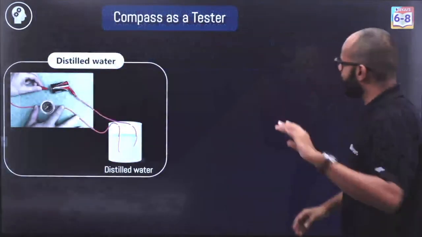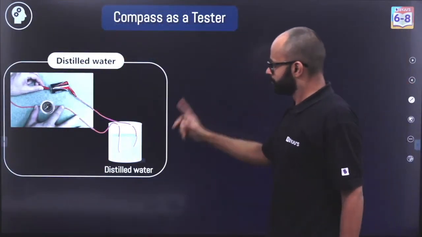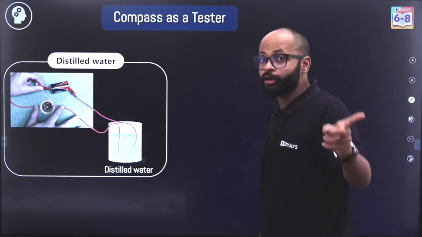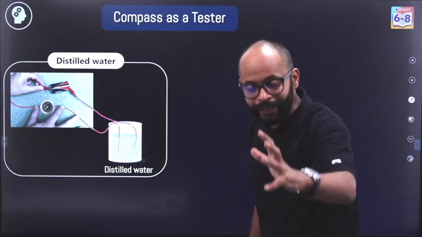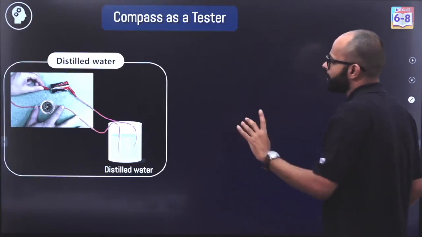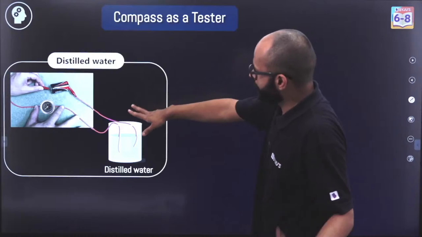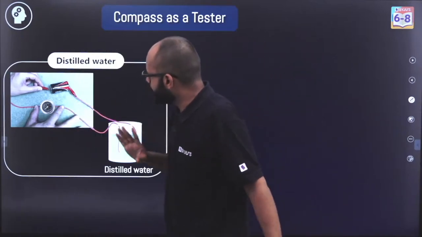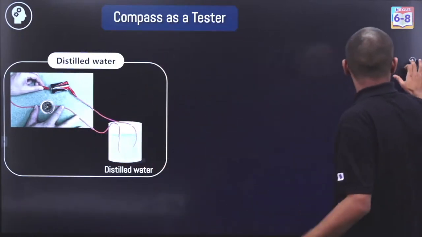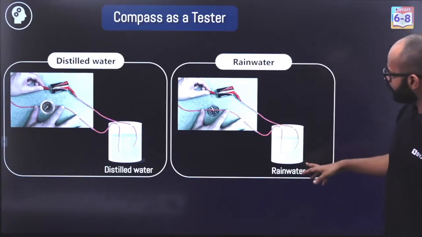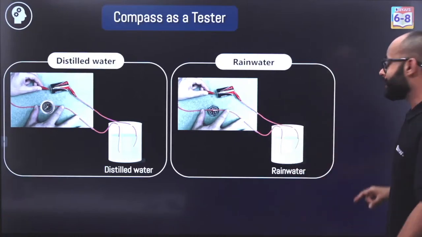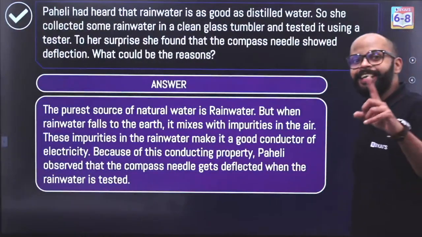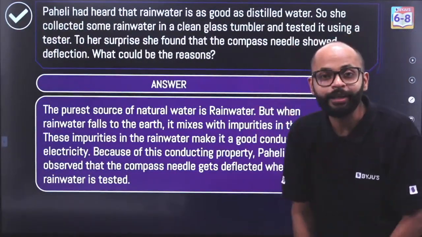Okay? So that's why. What Paheli thought was not wrong, but the thing is it catches impurity while coming to the ground. All right, so distilled water will show zero deflection. Look at this. Zero deflection. It is not moving. Right? But if we have rainwater, it will show deflection. Yes, it means it is conducting. It is conducting means it has ions. If it has ions, it means it took all these impurities while coming to the earth.